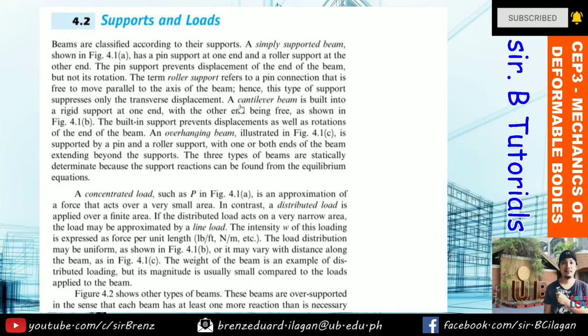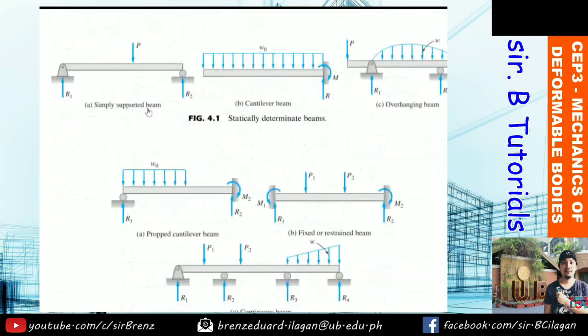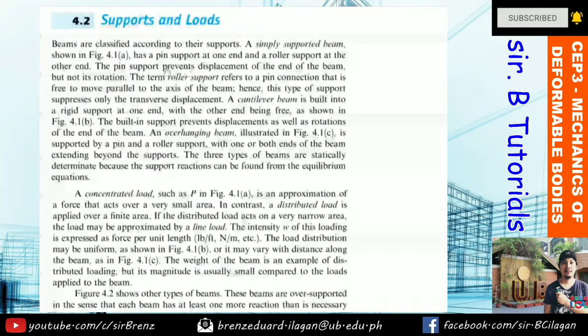A cantilever beam. So sige, pakita natin yung 4.1a. Ayan. So, under 4.1a, ito yung simply supported. Okay? So, meron kang pin sa isang dulo, meron kang roller doon sa kabila. So, the next type is yung cantilever beam. So, when we say cantilever beam, it is built into a rigid support at one end with the other end being free, as shown in figure 4.1b.